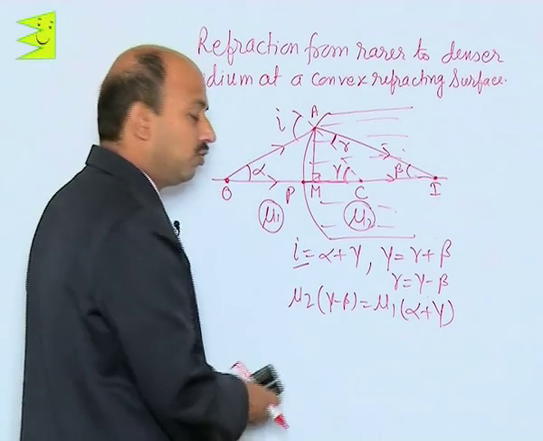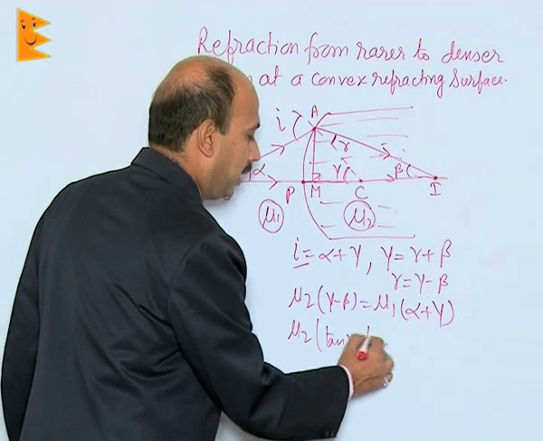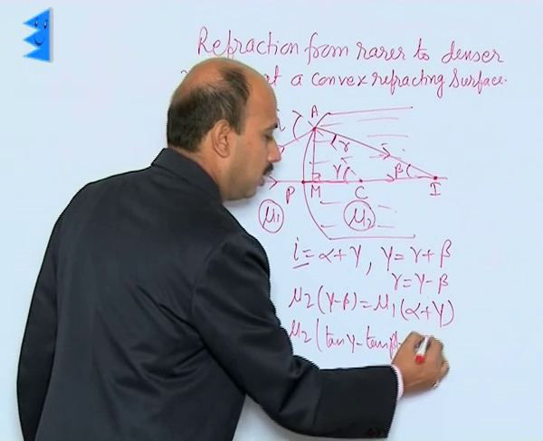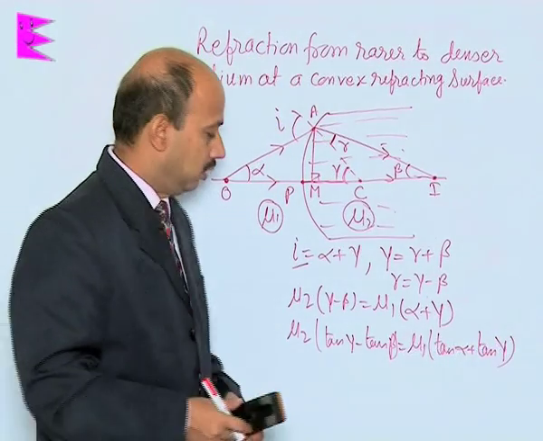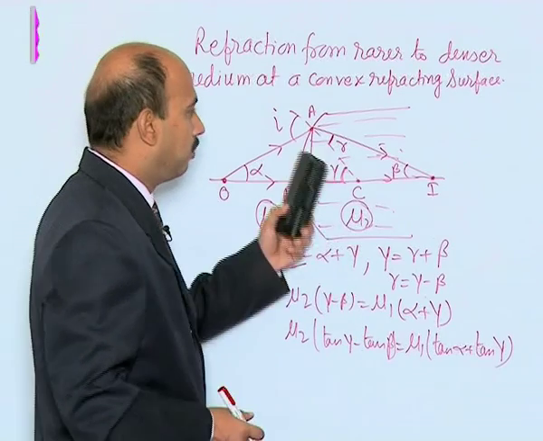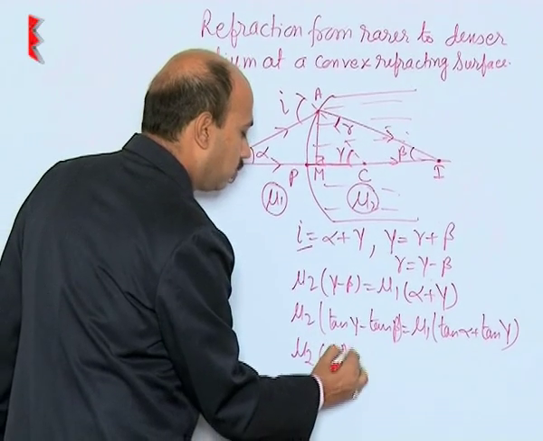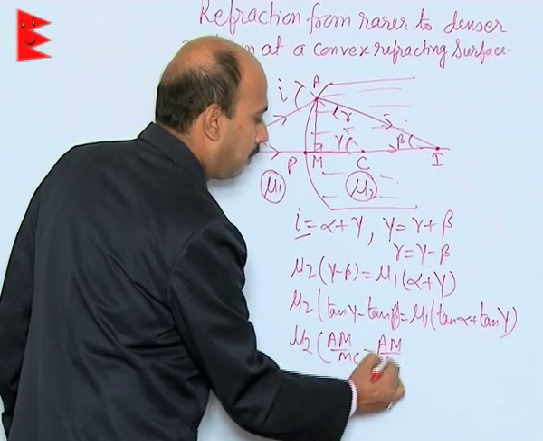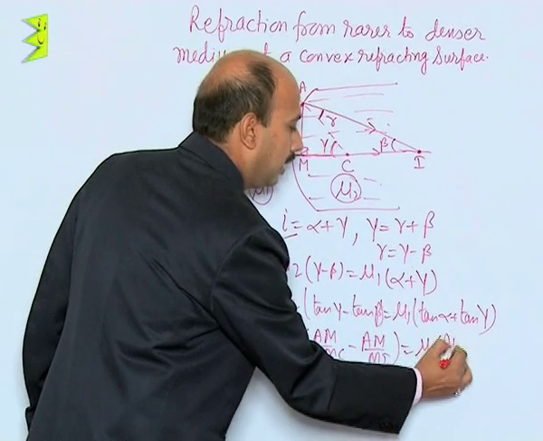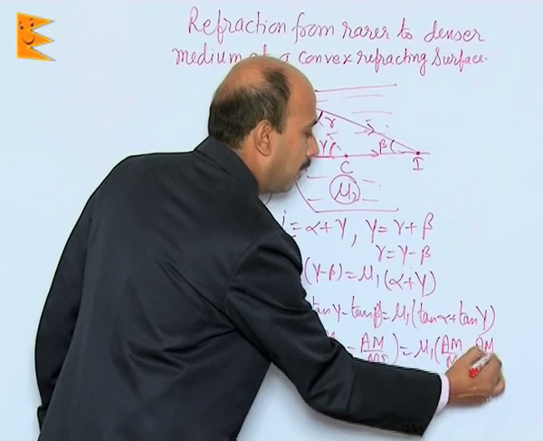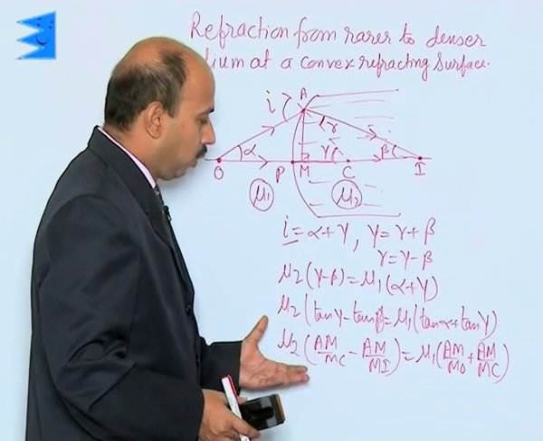Now for a small angle we can also write tan. So we can write here mu2 (tan gamma minus tan beta) is equal to mu1 (tan alpha plus tan gamma). We can write the values of alpha, beta and gamma from the different triangles. So we can write mu2, tan gamma can be written as AM upon MC, so AM upon MC minus AM upon MI, that is tan beta from triangle AMI, is equal to mu1, that is AM upon MO plus AM upon MC.